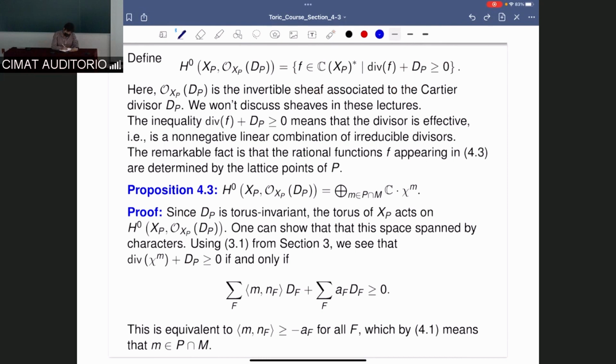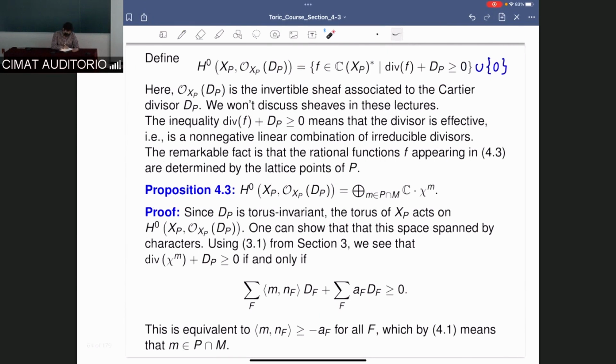And as always, there is union 0 here. Okay? I mean, I want a vector space over here. And 0 doesn't satisfy this definition, so I just add it on the side. Very good. So it is the functions that do this.